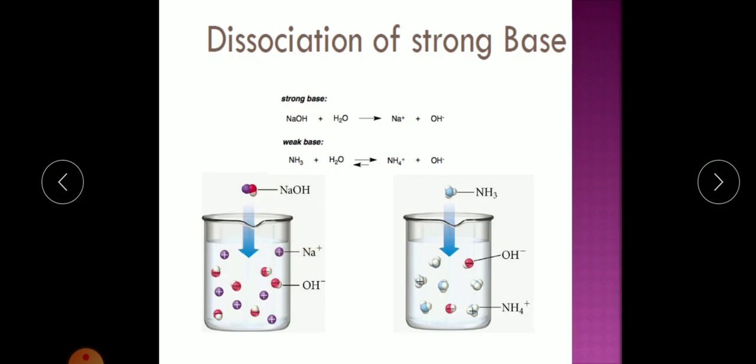Since all of it dissociates into ions, it can be called a strong base. Whereas if you take the example of a weak base, ammonia and water, it will form ammonium ion and OH minus ion. Once again we have taken a beaker, added water, and to that we have added ammonia. You'll find that only a few molecules of ammonia will dissociate into ions, whereas others will remain as ammonia molecules. This shows that ammonia in water will act as a weak base.